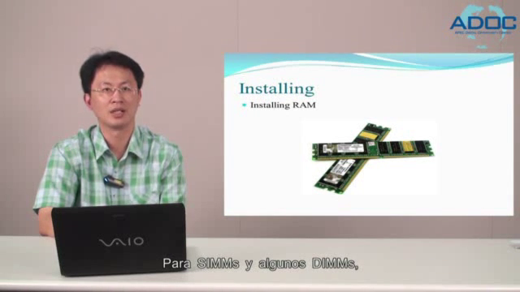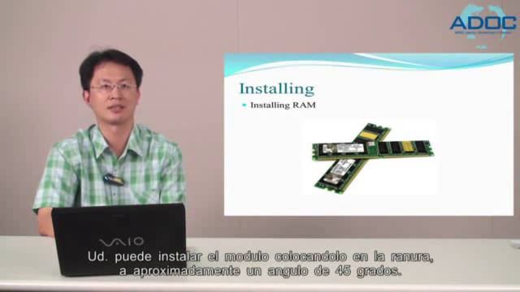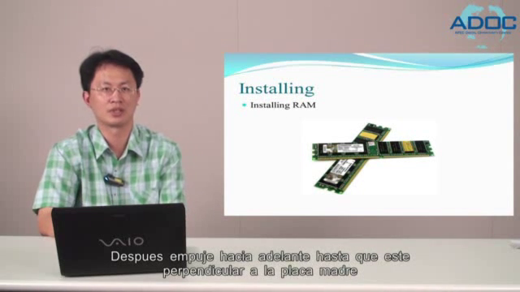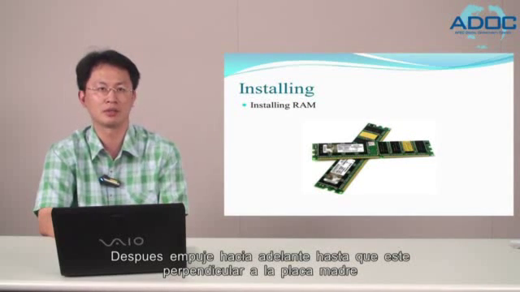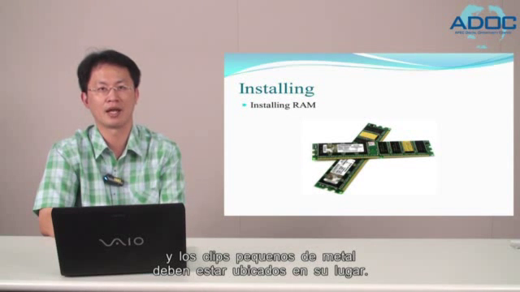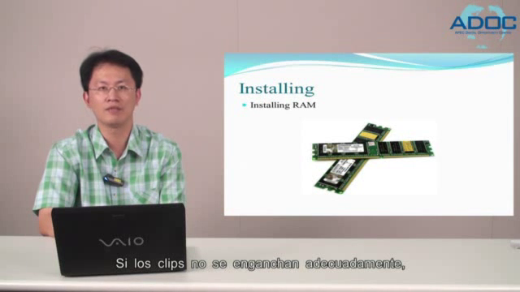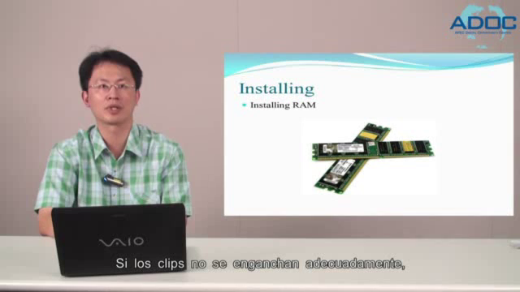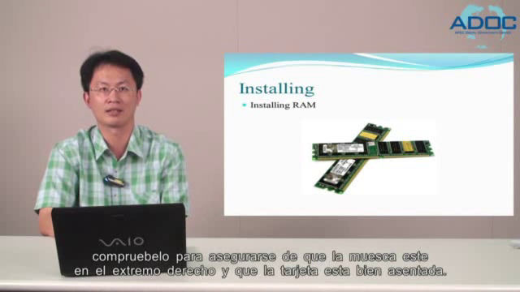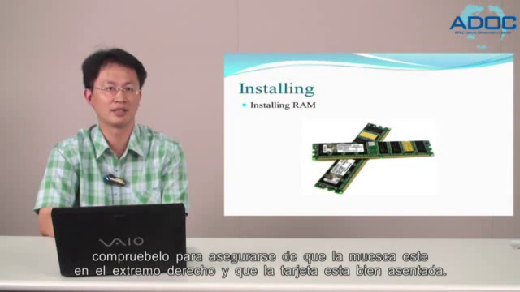For SIMMs and some DIMMs, you install the modules by pressing them into the slot at approximately a 45-degree angle. Then push it forward until it is perpendicular to the motherboard, and the small metal clips at each end snap into place. If the clips do not catch properly, check to make sure the notch is at the right end and the card is firmly seated.